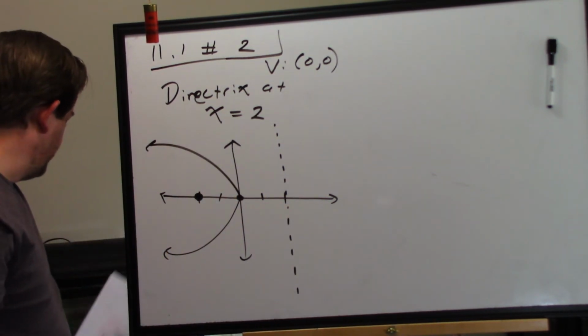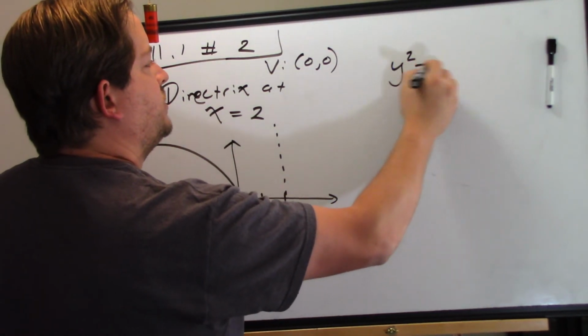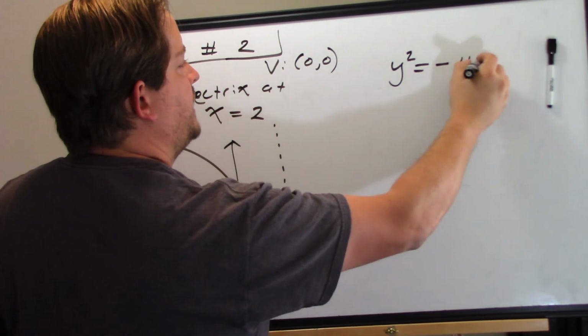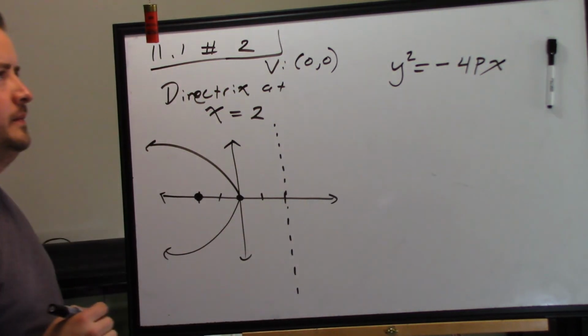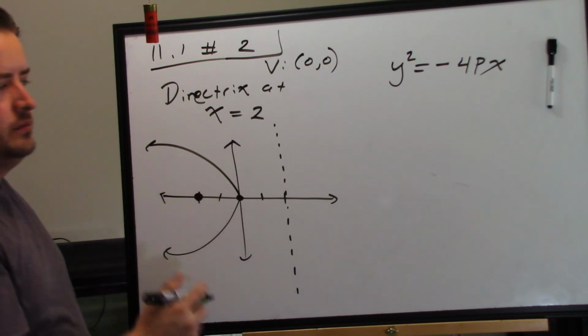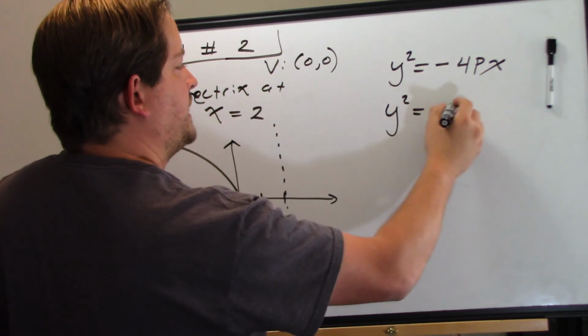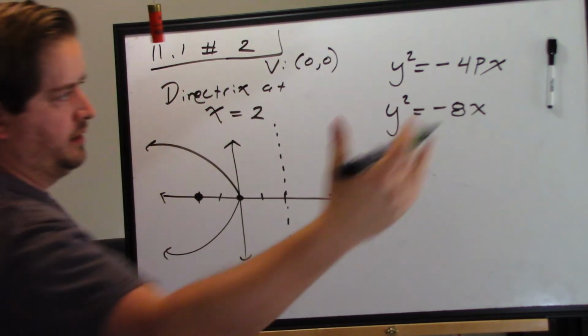So for a left-facing parabola, that means I have y squared equals negative 4px. And p is 2. And so this is y squared equals negative 8x. And I'm done, right?